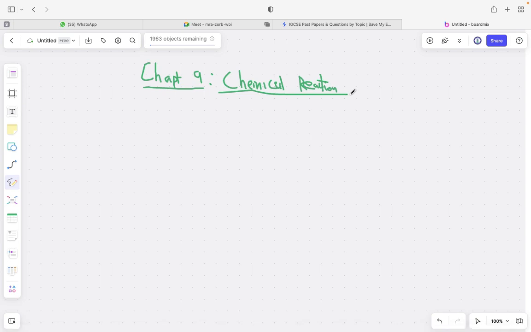We should also be able to write word equations to show chemical reactions. We should be able to identify different kinds of chemical reaction, like thermal decomposition reaction, combustion reaction, all kinds of chemical reaction. We should also be able to carry out a simple and basic experiment to show chemical reaction.